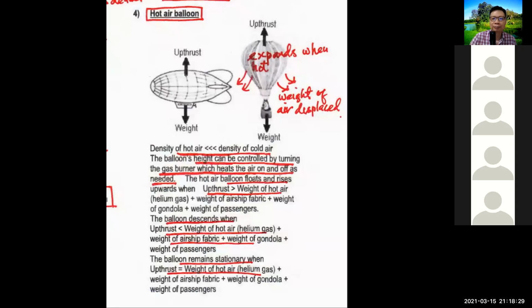Hashini, are you there? Yes, sir. Hashini, can you explain how submarines sink into the seawater? How can the submarine sink into the deep sea?